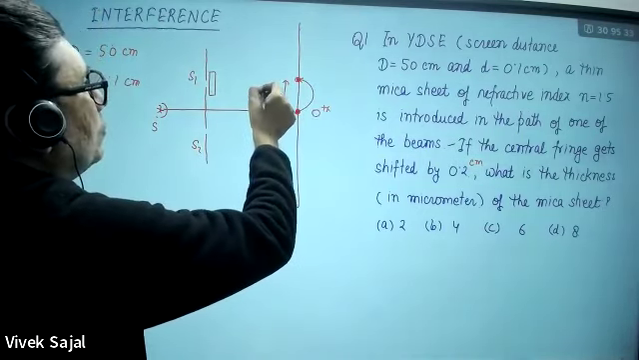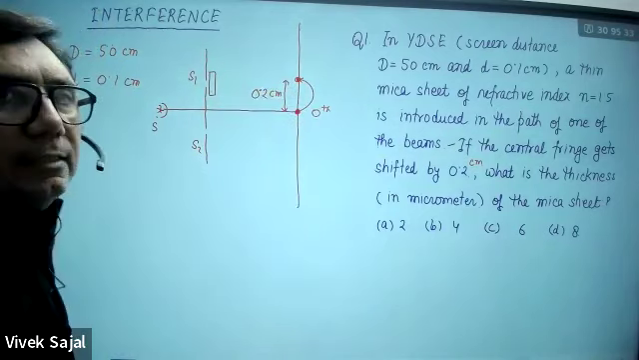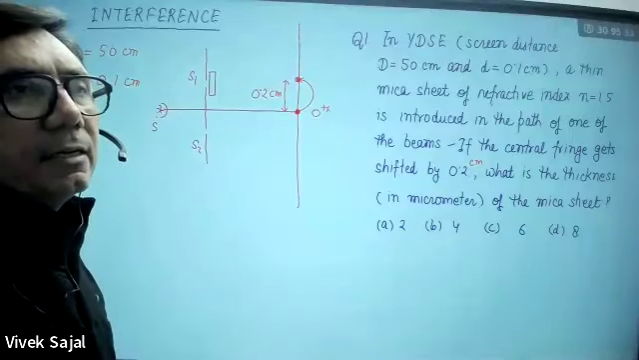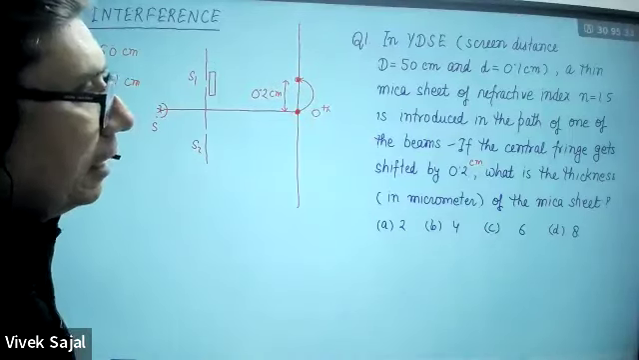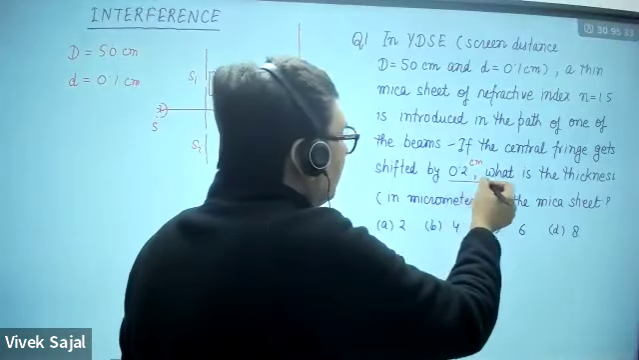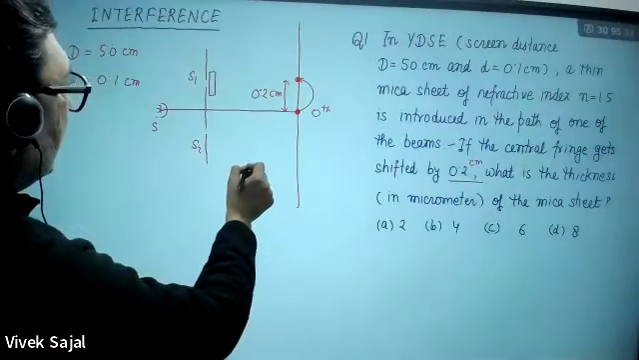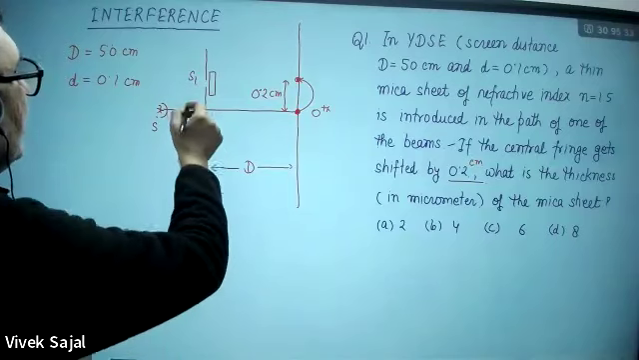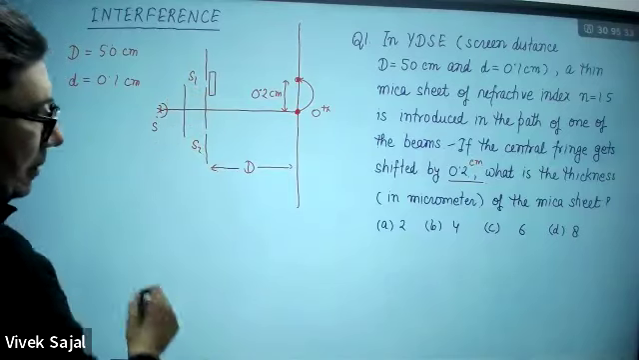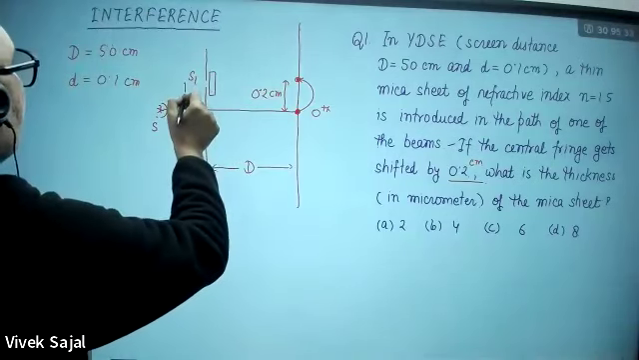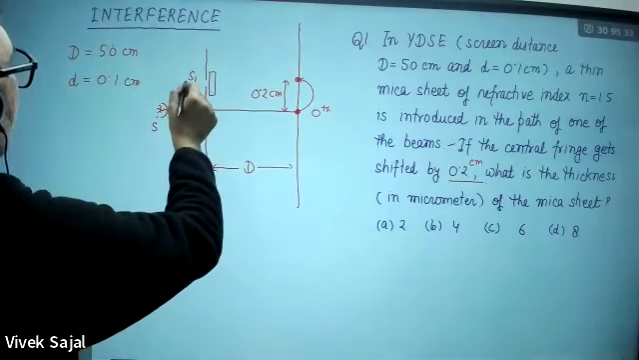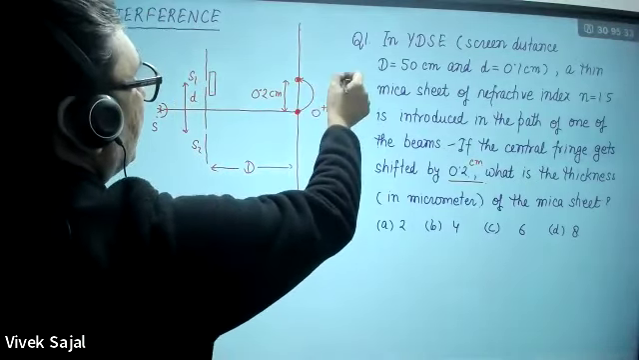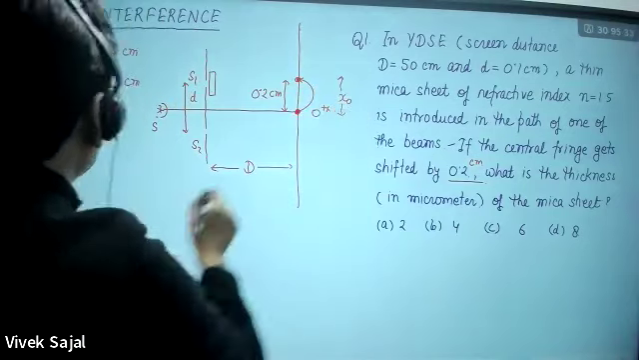centimeter. So due to the introduction of this mica sheet in front of one of the slits S1, the central fringe will shift in the upward direction by a distance 0.2 centimeter. This distance, capital D, is the separation between the screen and the slit plane. Small d is the separation between two slits, between S1 and S2. So can you tell me what will be this shift if this shift is x naught?